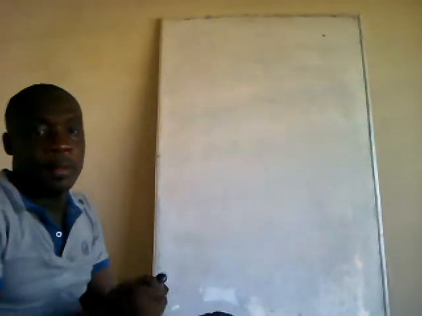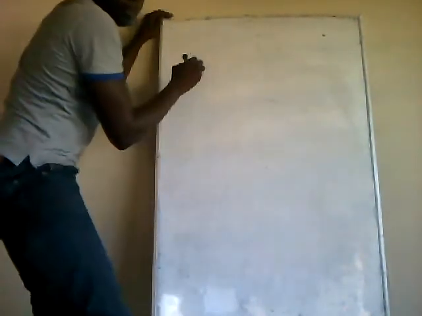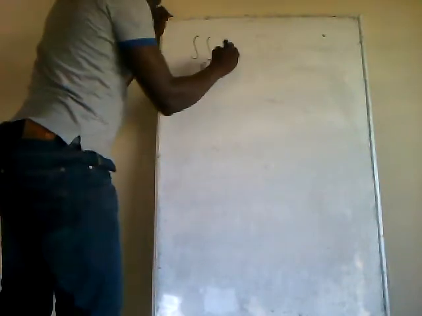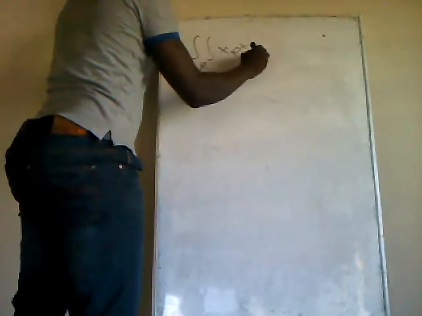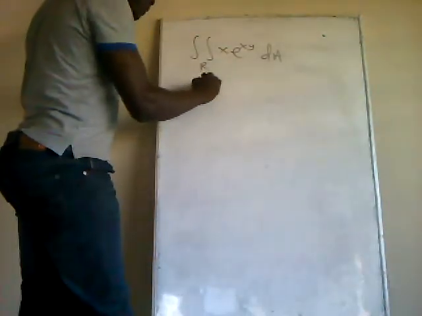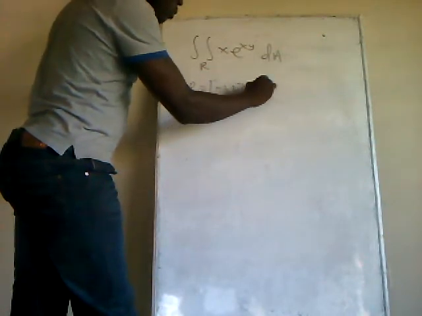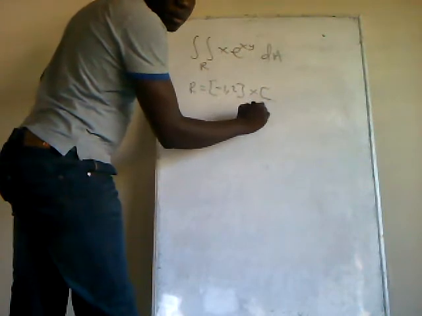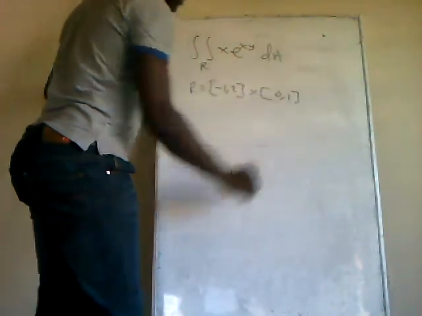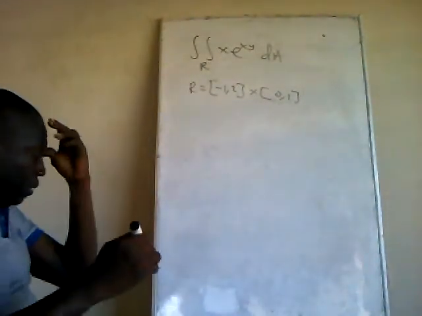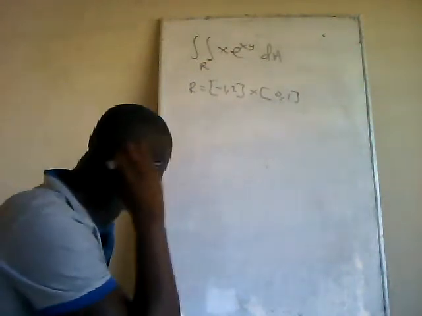Okay, we look at another example. Let's take this double integral of e^(xy) over the region R, where R is between 1 and 2 cross 0 and 1. So R is [1, 2] × [0, 1].